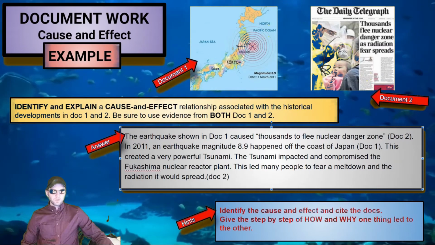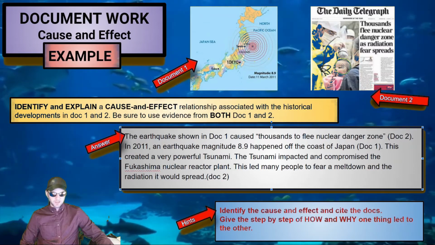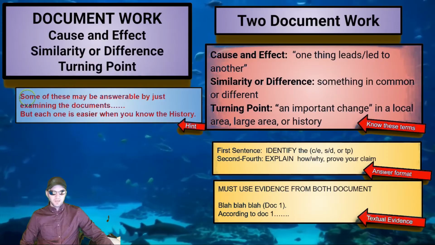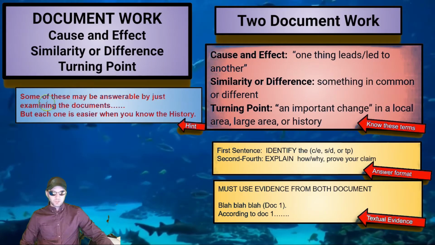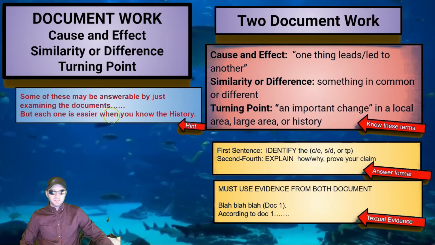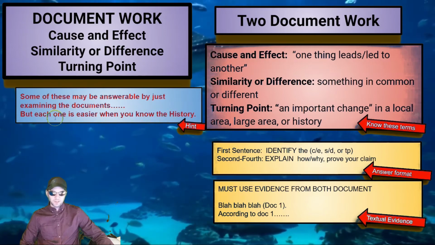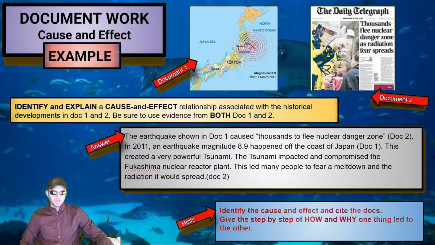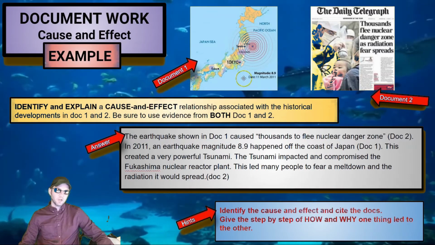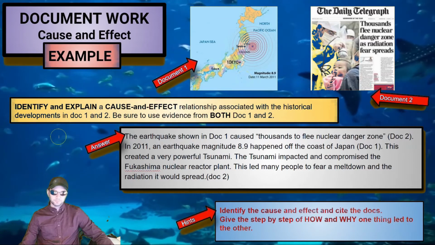Okay, so with other documents, you might find more information that clearly links a cause and effect. For these two documents, I had to know a little history. And remember, some things may be answerable just by examining the documents, but each one is easier when you know the history. When you know the history, everything is easier. Now, you might have been able to get something from the documents, and maybe in future questions you will be able to, but let me assure you, if you know the history, it becomes easier.